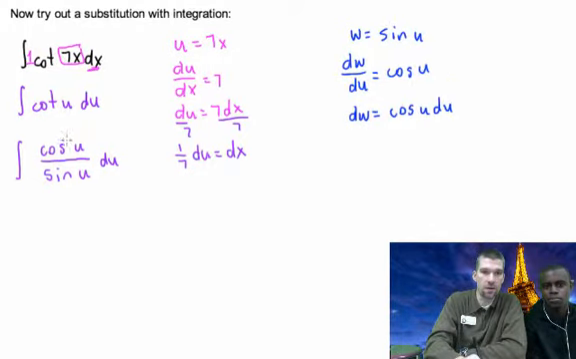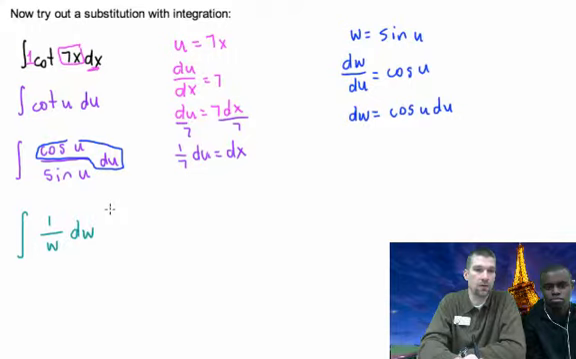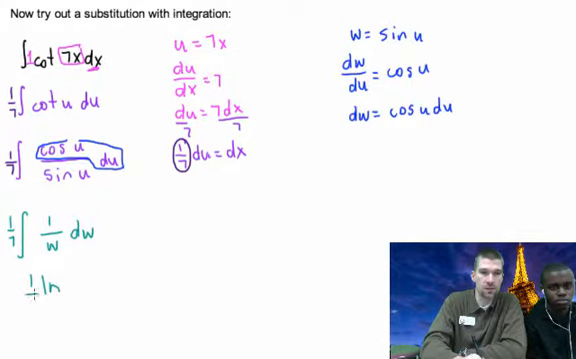And look what I have right here on the top. I have a cosine u du. So that changes my integral one more time. I know this is really crazy, but just hang out with me for a minute. What I end up having here is 1 over w dw. Now this we can integrate. And when I integrate this, it's going to give me the natural log, and there should be a 1/7 in here. I forgot that right here. Here's my 1/7. So this should be 1/7 here, 1/7 here, and 1/7 here.